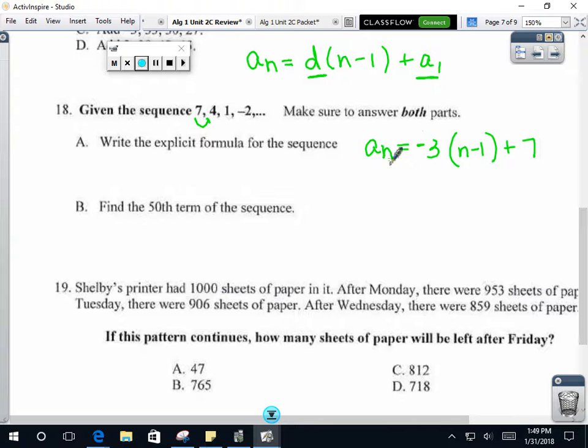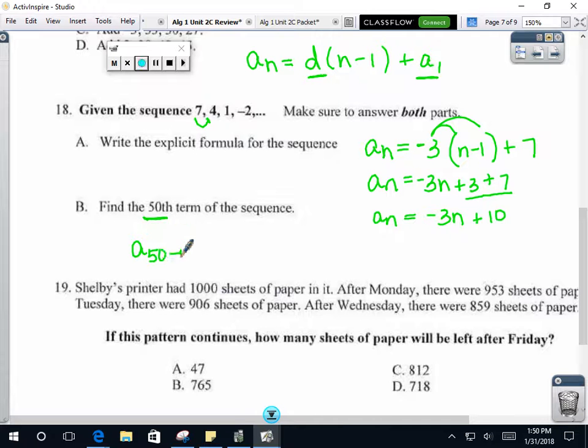So now you have to simplify it by distributing the negative 3. Negative 3 times n is negative 3n. Negative 3 times negative 1 is positive 3. And then plus 7 doesn't get distributed to, you just bring it down. And now in the final step, you combine like terms, and those are like terms, so they combine to a 10. Now that you have the formula, the explicit formula, you can use it to find the 50th term, a sub 50. a sub 50 equals negative 3n plus 10. But since we're trying to find the 50th term, you replace n with 50, and so a sub 50 equals what?